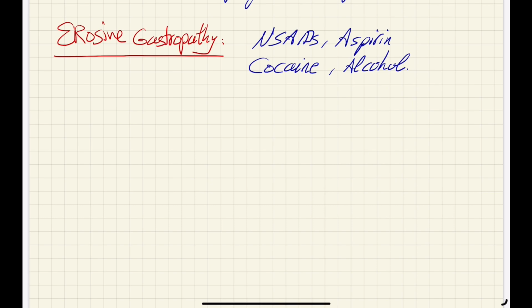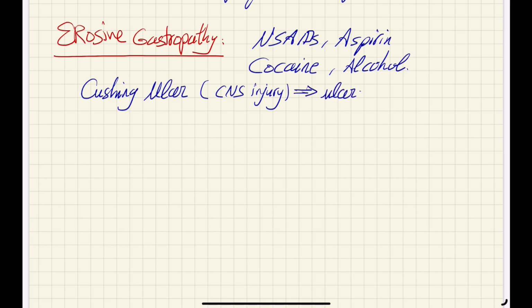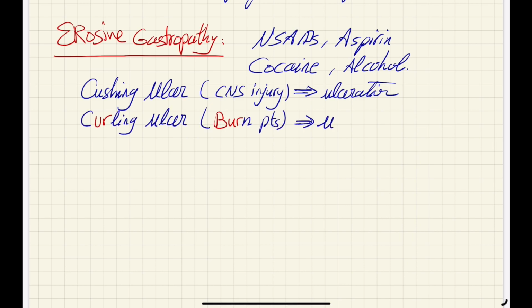So we have NSAIDs, aspirin, cocaine, alcohol. Sometimes they might mention Cushing ulcer, secondary to CNS injury. Remember thinking, Cushing. Or burns patients, burning, Curling. So burn and Curling, Cushing, thinking. So we think with our CNS, so CNS injury.